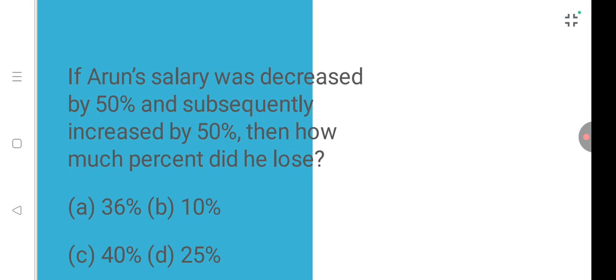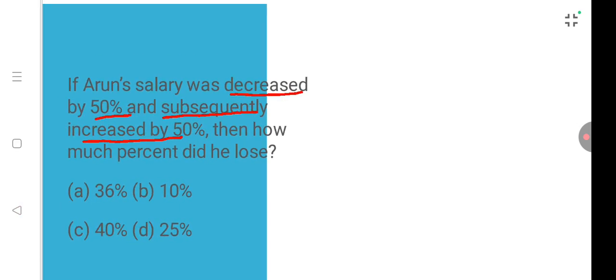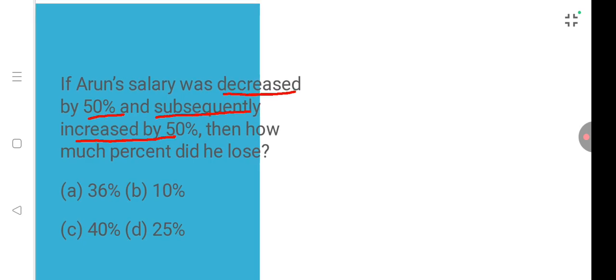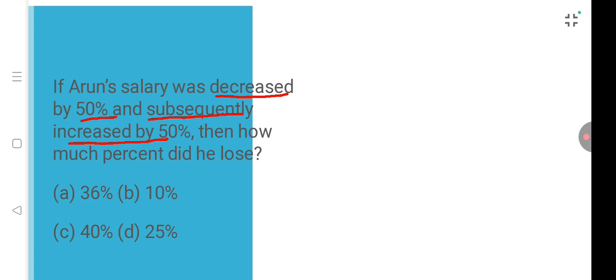So first question is, Arun's salary was first decreased by 50 percentage and subsequently increased by 50 percentage. Then how much percentage did he lose? Let's solve this problem in the traditional method and then go to the fast method. Firstly note that if the question contains only percentages, we can take any value as initial salary. Let me take 1000 or 100. So just take 1000 as initial salary.